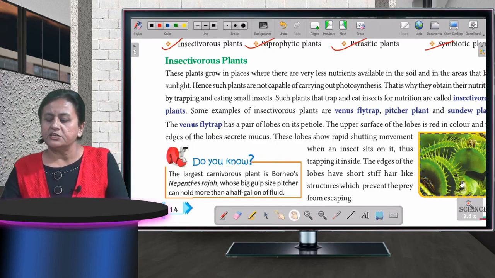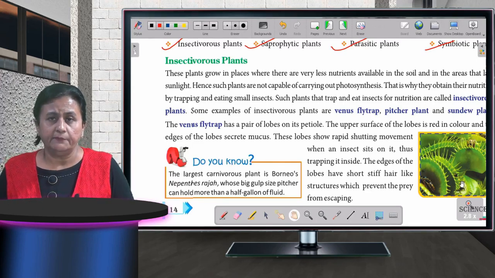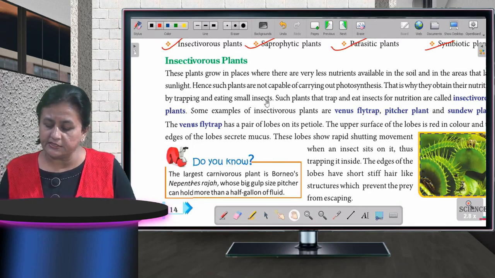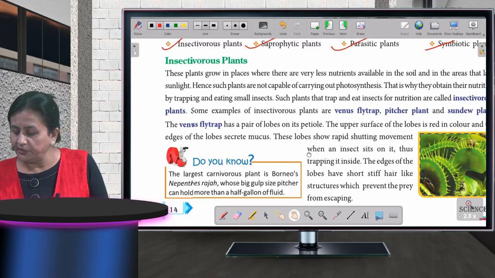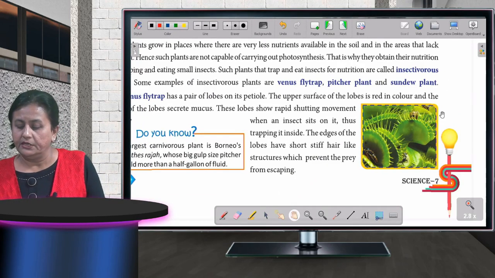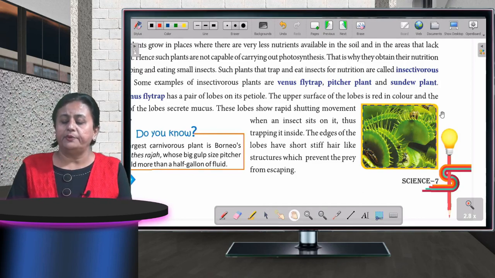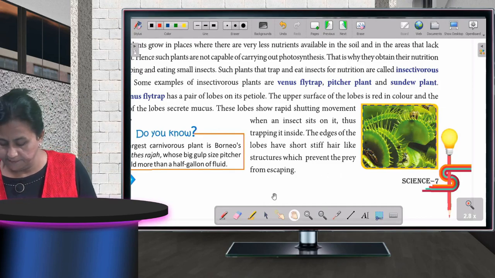So such plants, what they do? They obtain their food from other organisms. What do they do? They eat insects. And the examples of such plants are Venus flytrap, pitcher plant, and sundew. You can see in the picture also here. See, Venus flytrap has a pair of lobes on its petiole. What is petiole? Here you can see. What is this? You must have seen here. It has got these structures like this, right?